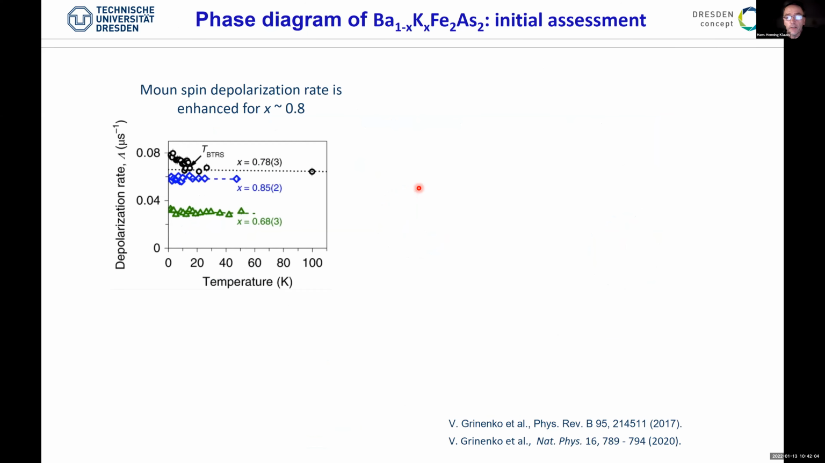And indeed, we have found it in these single crystals, these nice new single crystals. So here is a doping of 0.68. Again, muon spin relaxation rate in zero field, nothing to be seen, no change, just at TCs, which are of the order of 10 to 20 Kelvin here. Then at 0.8, we can see that there's a slight upturn of the relaxation rate. And at much higher doping, 0.85, it's again completely flat and no time reversal symmetry breaking.